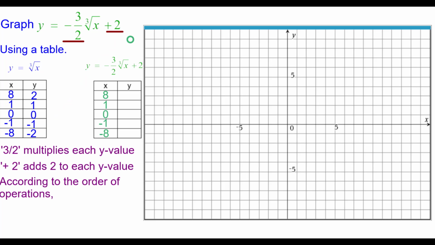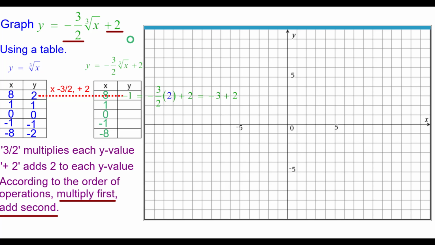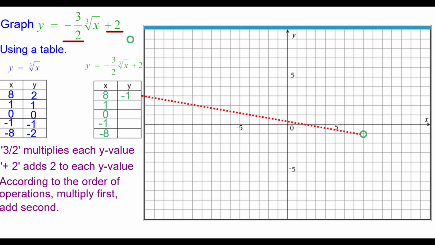And according to the order of operations, we do multiplication before we do addition. So we're going to multiply by negative 3/2 first, add 2 second. So 2 times negative 3/2 would be negative 3, plus 2 is negative 1. Those computations are shown right here. So plot the point 8, negative 1. Go ahead and finish the table.